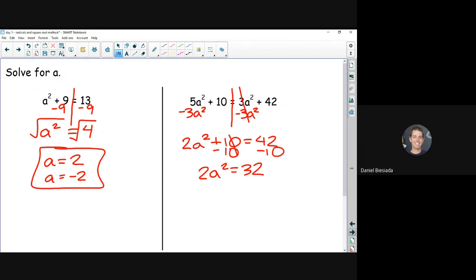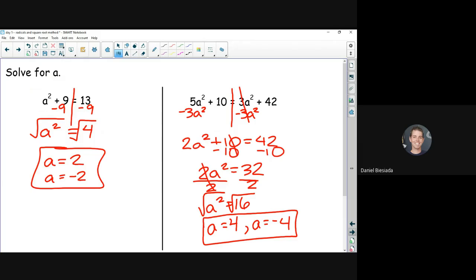Can you think of what would happen next? If you're thinking to divide by 2, you'd be correct. Remember, we don't want to take a square root until the only thing there is just that variable being squared. At this stage, with a squared equals 16, we can go ahead and take a square root. And the square root of 16 is 4, or negative 4. And we do include both answers there.